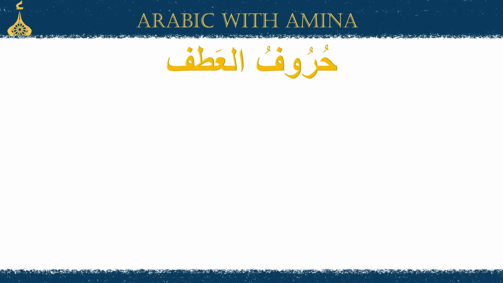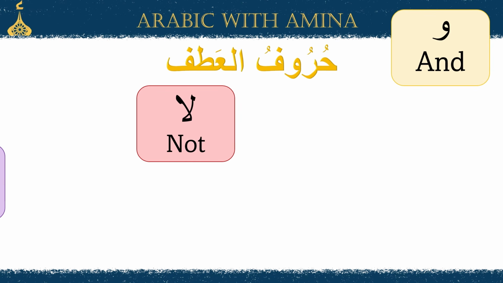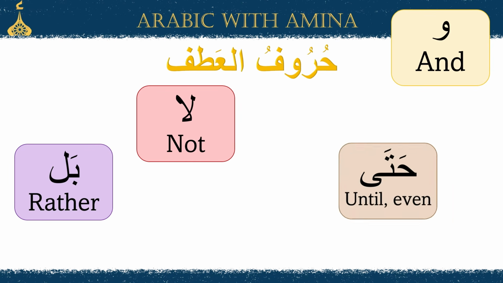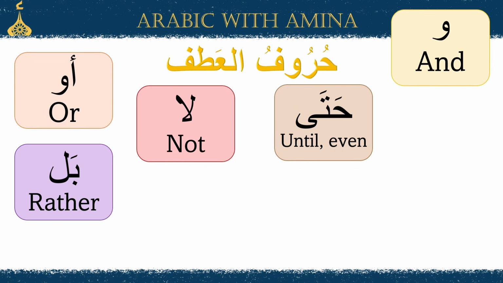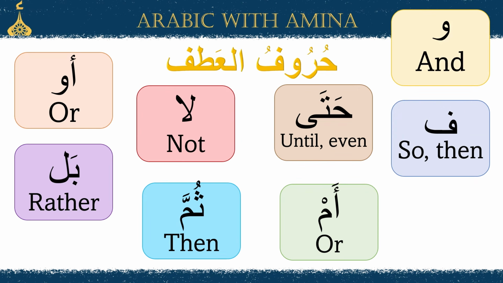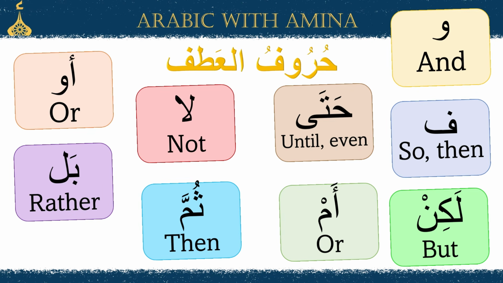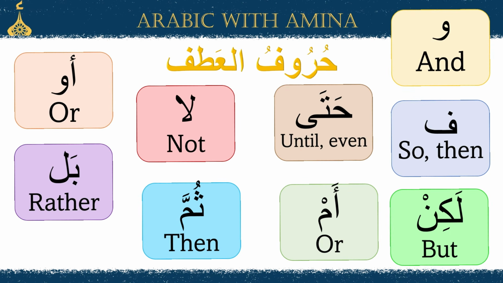There are 10 conjunctions known as حروف العطف. And they are wa, fa, thumma, la, bal, hatta, aw, lakin. And we're going to be covering all 10 of these with clear examples.